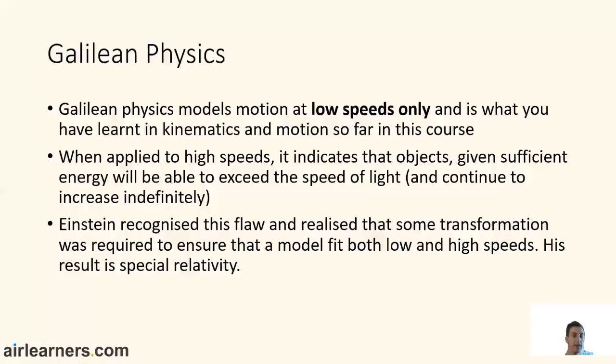So that's one difference, I suppose, which we'll see a little bit later when we're comparing the two models of Galilean physics. So Einstein recognized that flaw and realized that some transformation was required to ensure that a model fit both low and high speeds. And this result is special relativity.